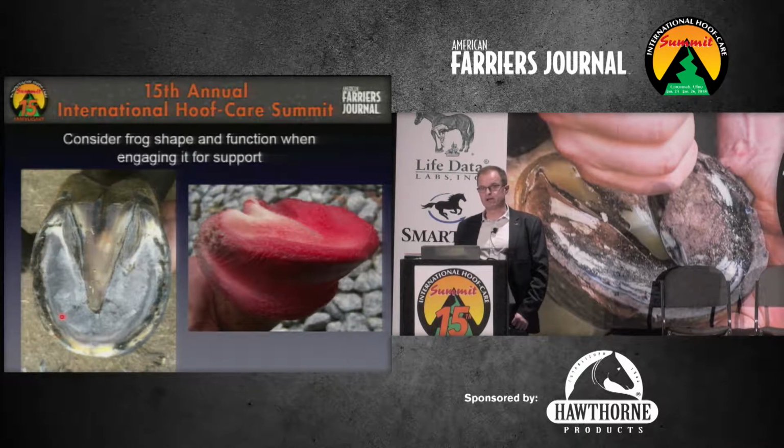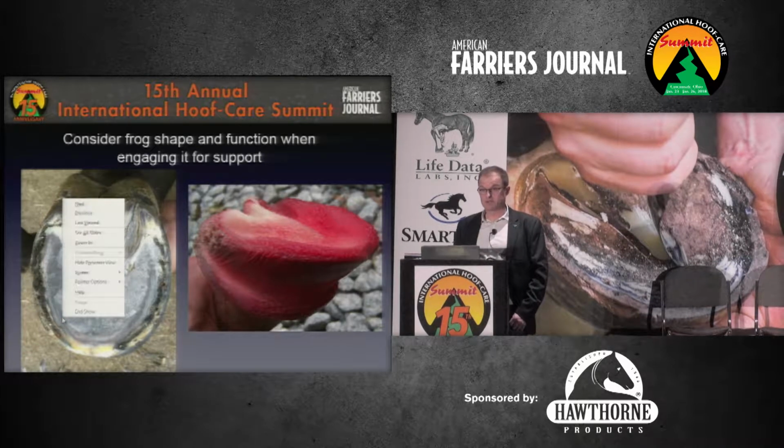Whenever I'm fitting a heart bar, I consider the frog shape and function. You've got to consider it when engaging it for support. If you're going to load that frog, don't undermine the strength of the frog. Consider the internal shape and the corium shape when you trim that frog. This is something that Grant taught me some years ago. Don't just do an automatic frog trim. If you're going to engage it for support, it needs to have a big surface area.